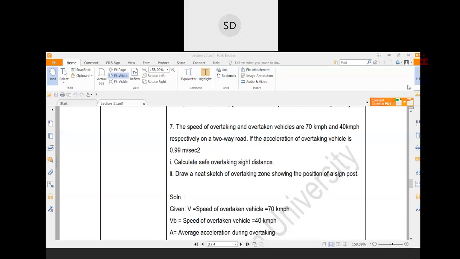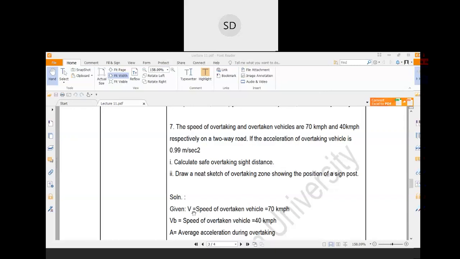First, tell me whether that overtaking side distance derivation is clear to you or not. Is it clear? Okay, so just write down like that.